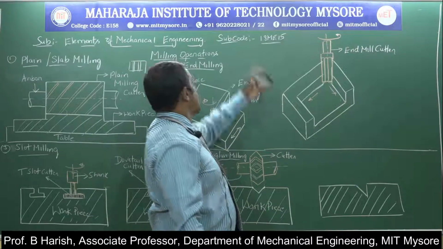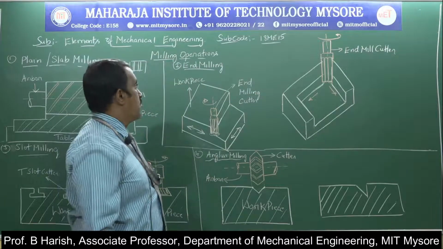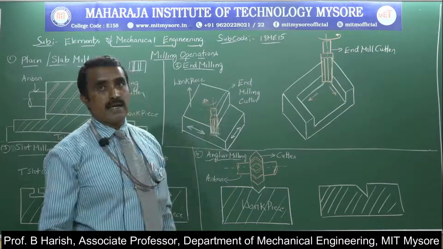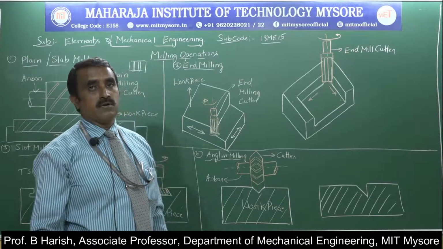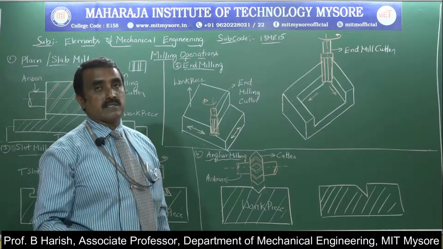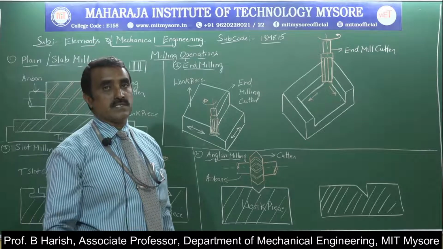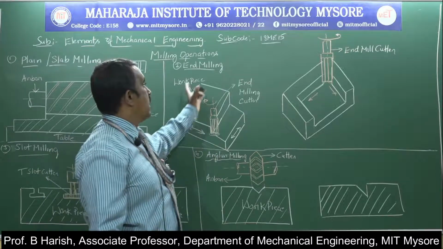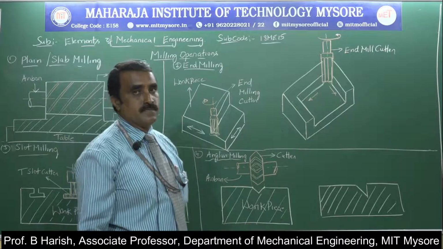So this is about the second operation that is performed on a milling machine, called end milling. It is an operation carried out to produce end surfaces. So that is called the end milling operation.